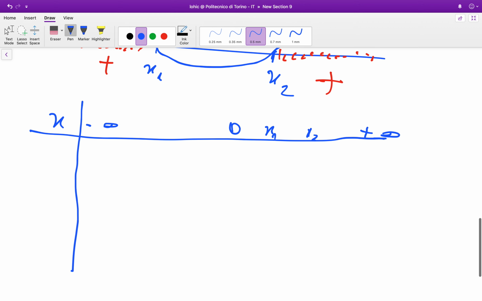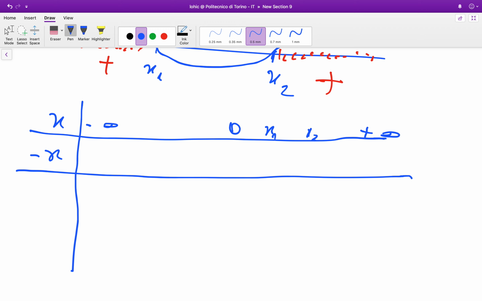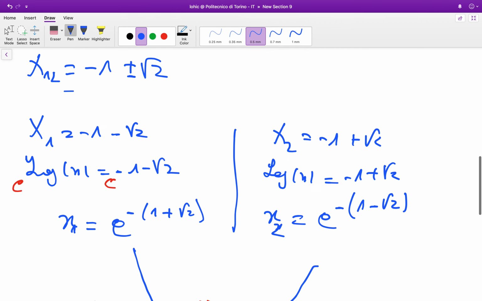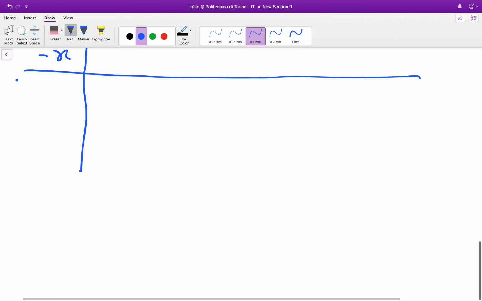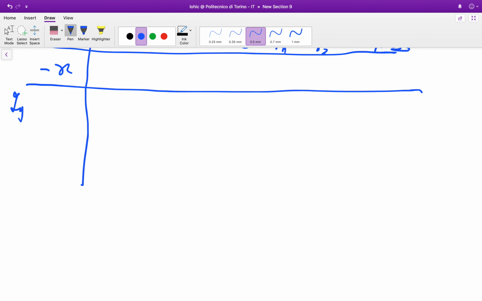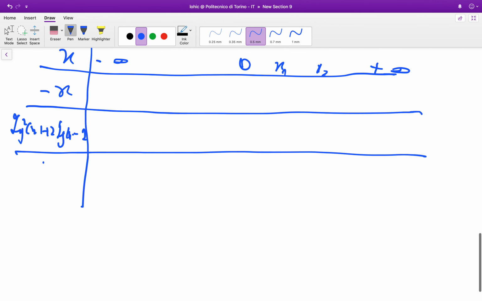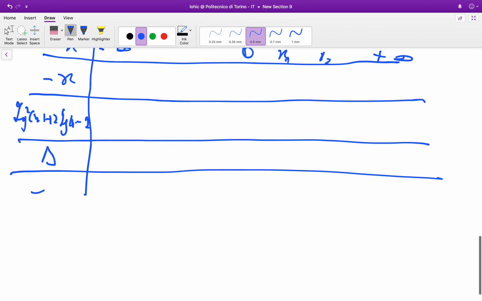Then I need to put the first component, which is minus x. The second component is the exponential, let me call it just the numerator. Okay, let me write it: log squared of x plus 2 log x minus 1. And then finally the denominator, and here we get f prime.